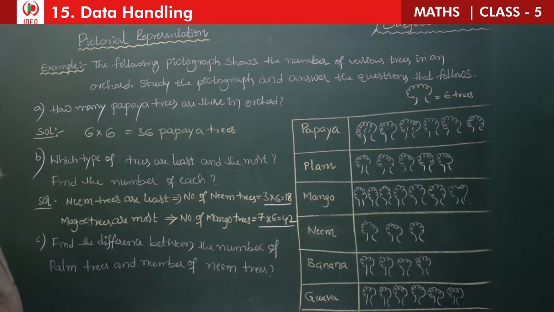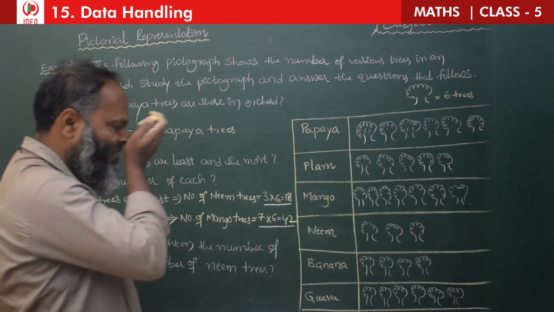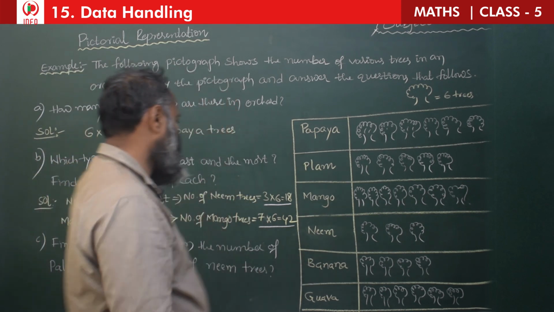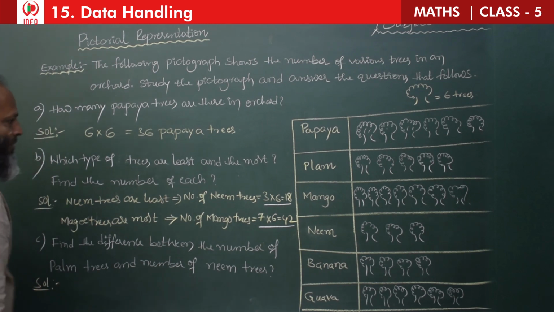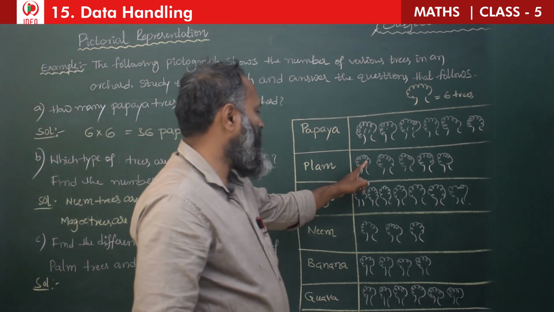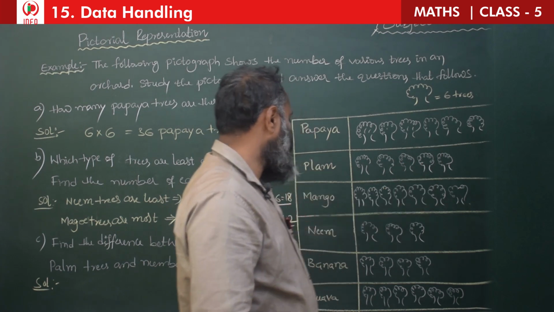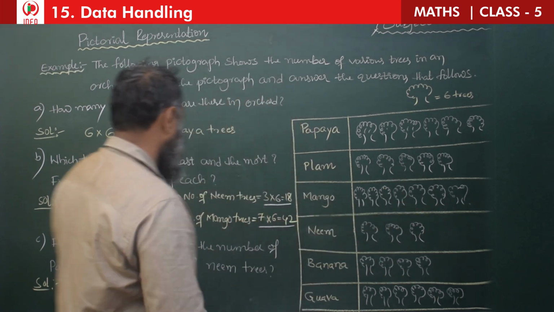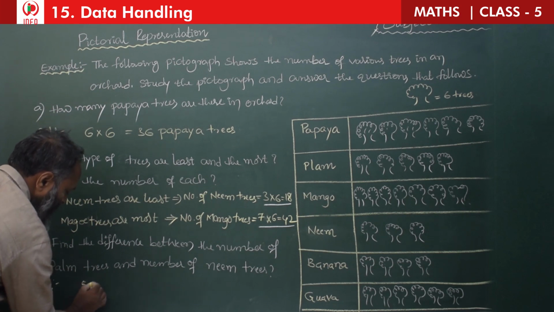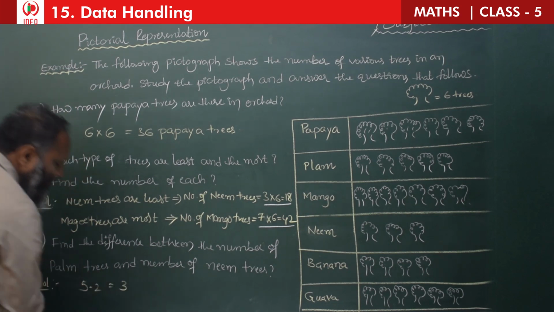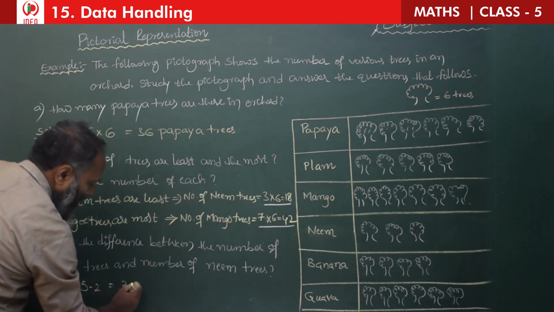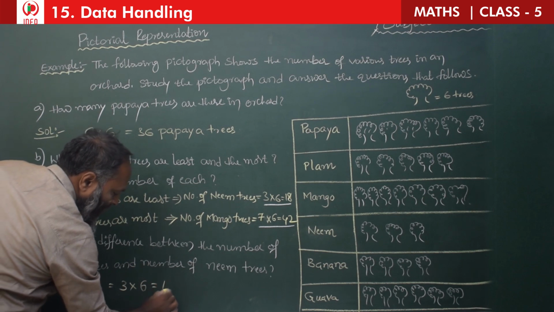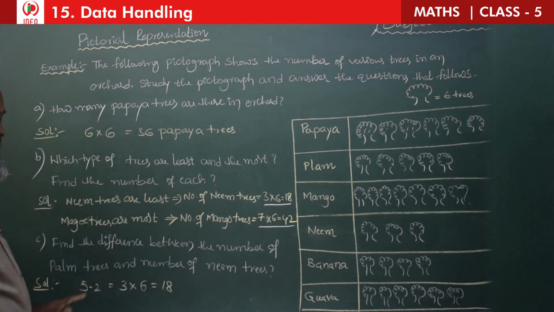In the next question, find the difference between the number of palm trees and neem trees. First, he is asking the difference. How many palm trees are there? Palm trees 1, 2, 3, 4, 5. Neem trees 1, 2, 3. 5 minus 3 is 2. This difference we should multiply with the unit, that is 6.